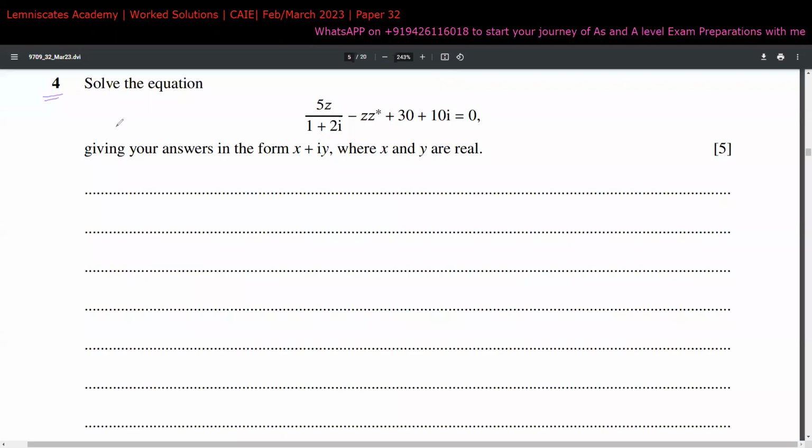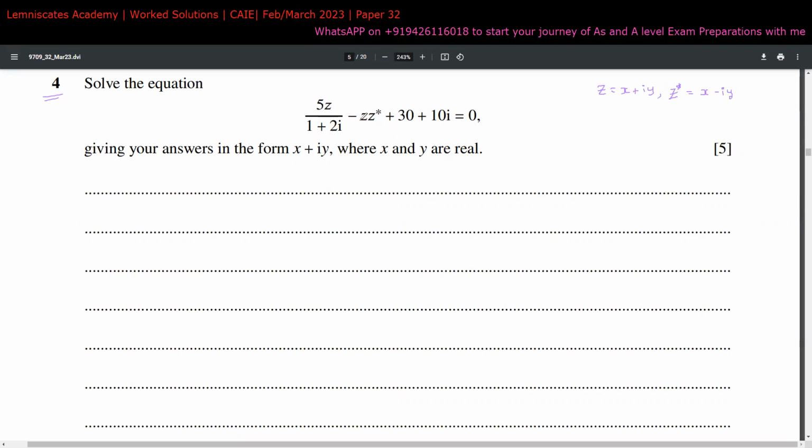Now for the fourth question, we are given this equation to solve in terms of z, and we have to give our answers in the format of x plus iy. So wherever there is z, it's nothing but x plus iy. Now the equation is in this format, and z star is nothing but the complex conjugate of z. So if z is equal to x plus iy, then z star automatically becomes x minus iy. That's what we call the complex conjugate of z.